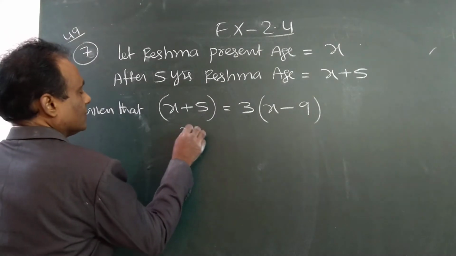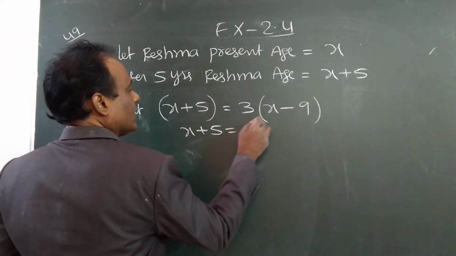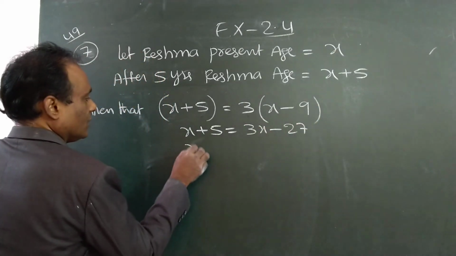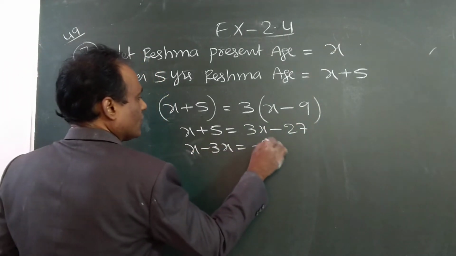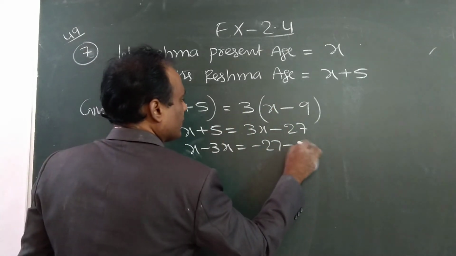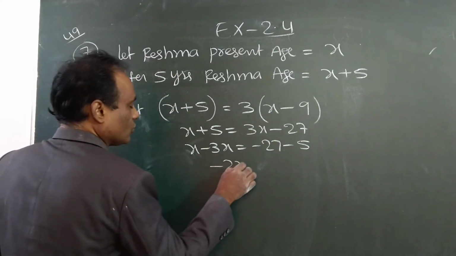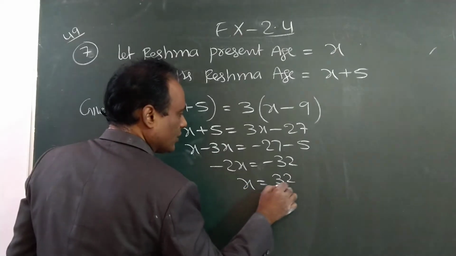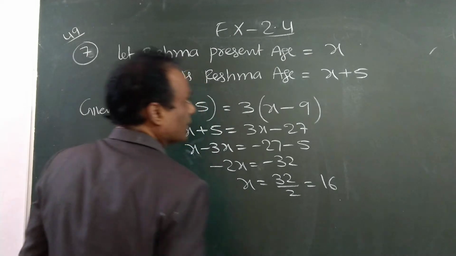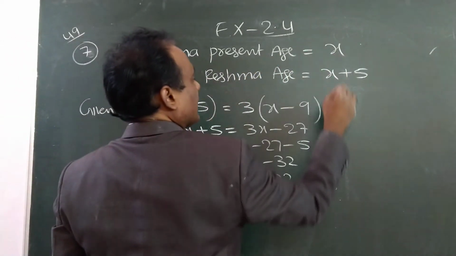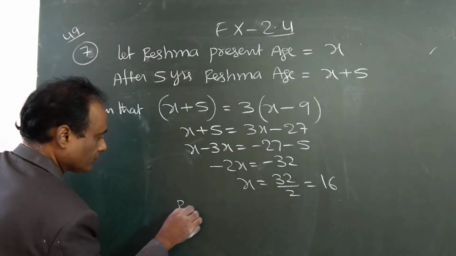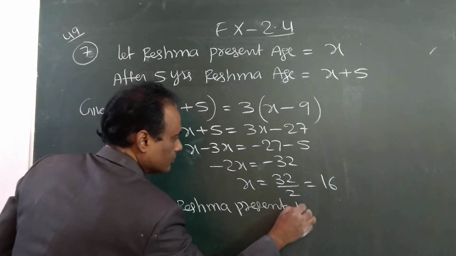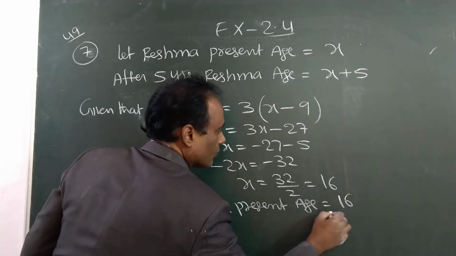See here. 3 into x, 3x minus 3 nines are 27. X minus 3x is equal to minus 27 plus 5, that side minus 5. Minus 2x is equal to minus 32. Minus minus cancel. 32 by 2 is equal to 16. So Reshma's present age. We got the answer. That's all.